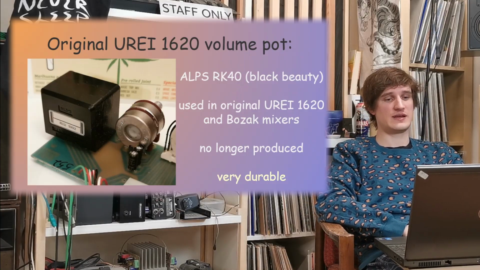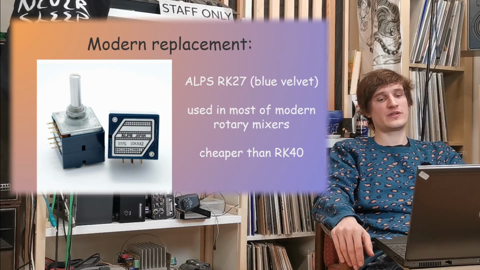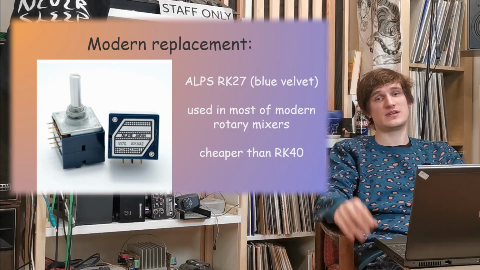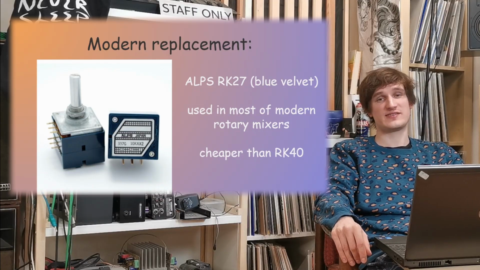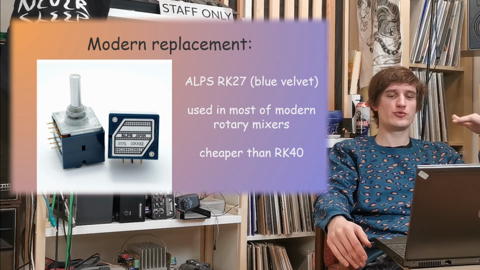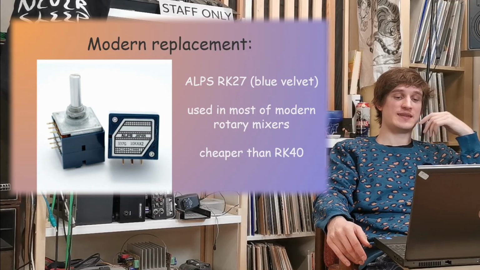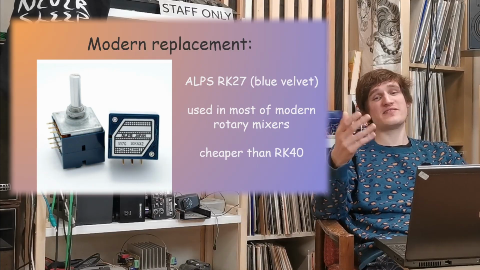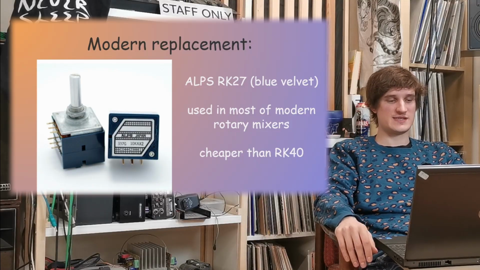But they came up with an equivalent. Here we can see the modern replacement. This is the commonly known Alps Blue Velvet pot. You can see it almost in every mixer out there, especially in volume applications. This is called the Alps RK27, or 271 also. I think the more recent name is RK271. As I mentioned, it's used in most modern rotary mixers, and it's cheaper than the RK40, and most importantly, it's available. You can just buy it new. So this is a big plus.